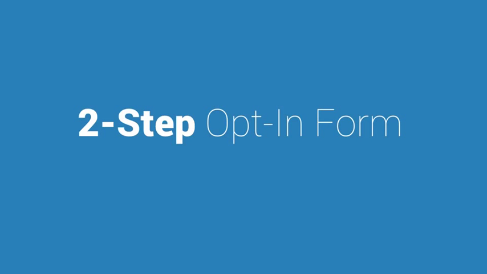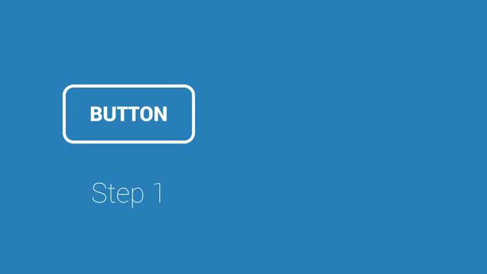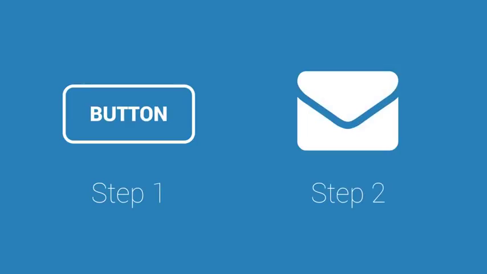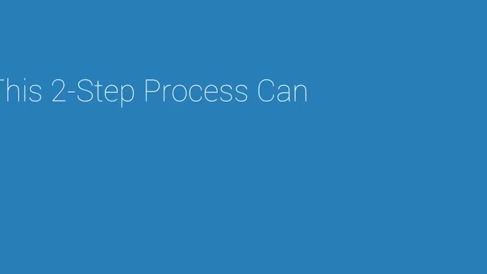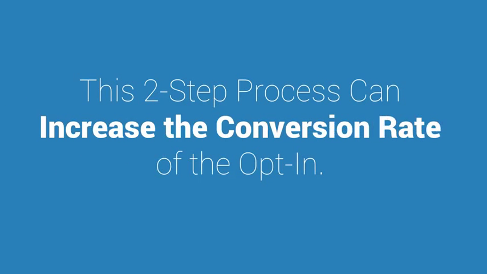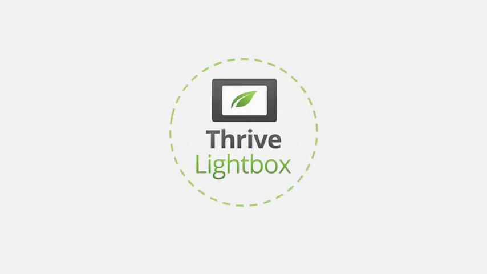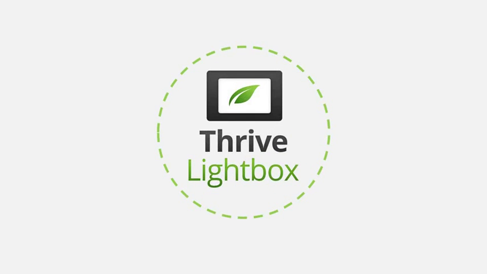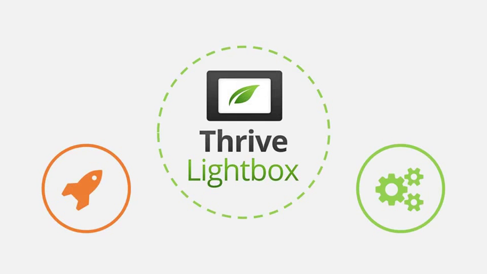This is a 2-step opt-in form. In the first step, your visitor clicks on a button, and then only in the second step are they asked to opt in with their email address. This is a very cool feature, and the 2-step process alone can increase the conversion rate of the opt-in. What you saw just before on our landing page is what we call a Thrive Lightbox. And in true Thrive Themes fashion, it's both fast and easy to set up, and also 100% customizable.